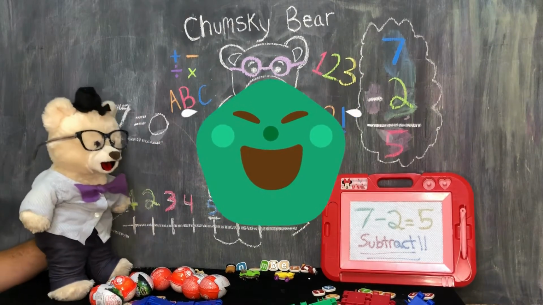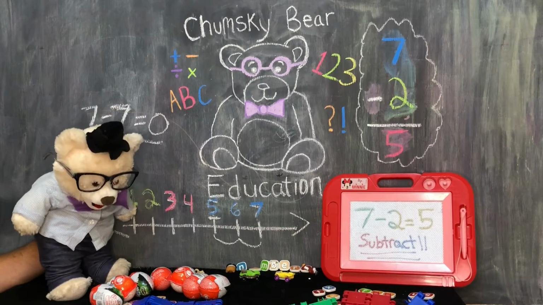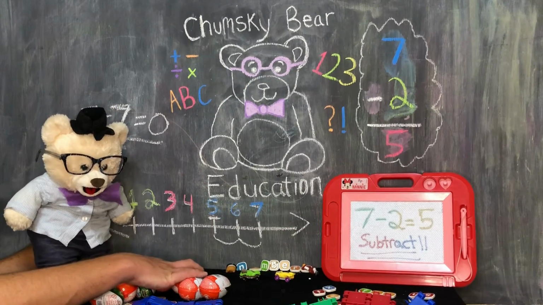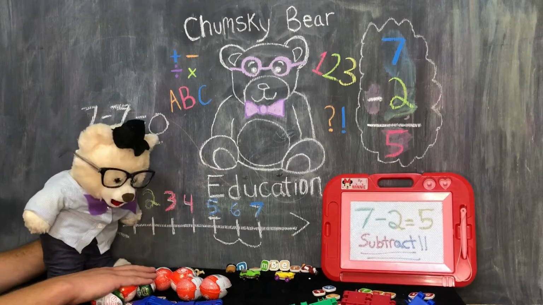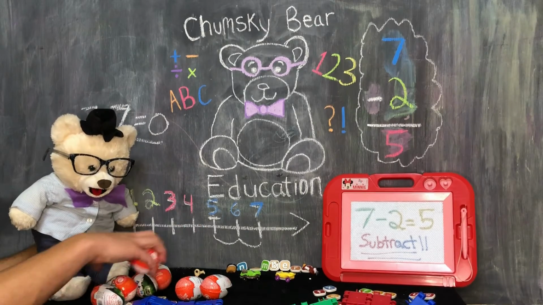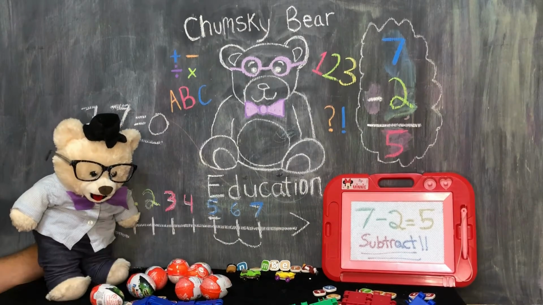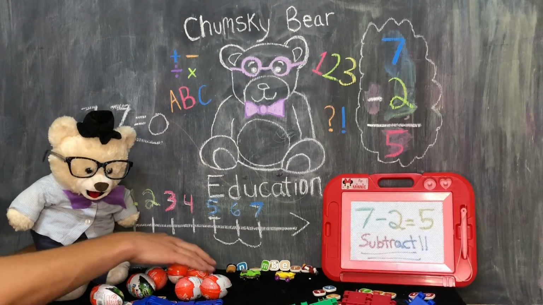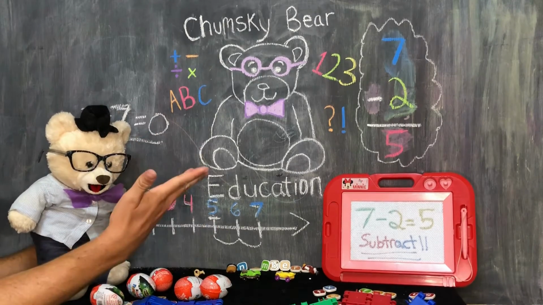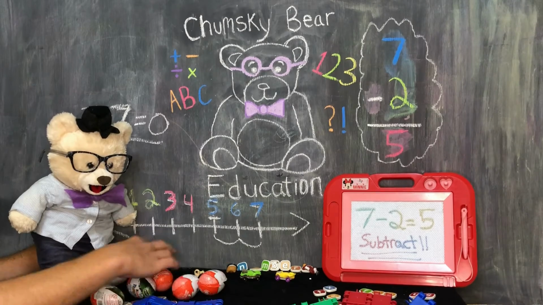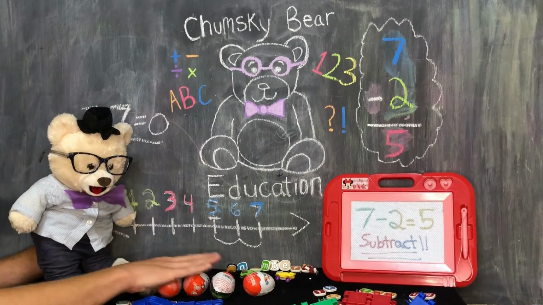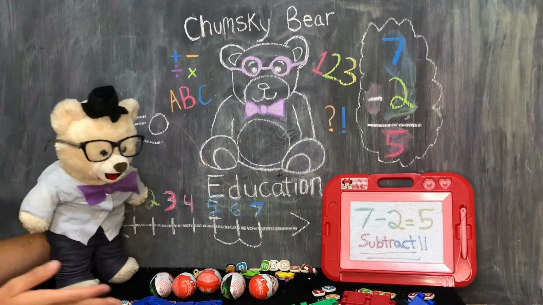So now we can show grouping as well with your chocolate eggs. You had 7 chocolate eggs together. You had 2 Kinder Joy eggs. And let's take away both Kinder Joy ones. Now we're left with just the 5 regular chocolate eggs. See, grouping, just like with clicks.